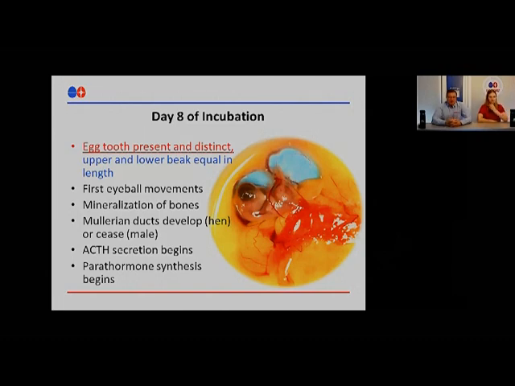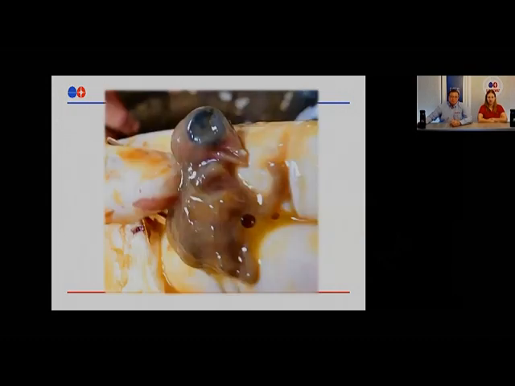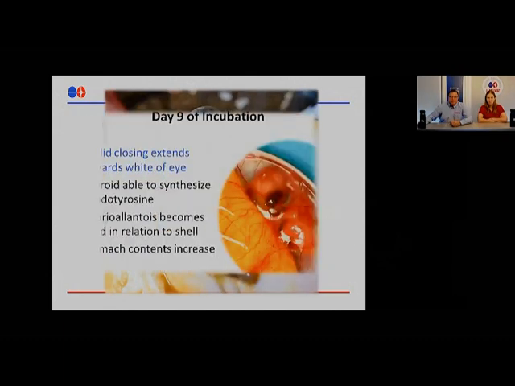Really, when I talked about at day 7, the sex is determined. At this point, they're really determined as far as in the hens, the Mullerian ducts will develop and they'll recede in the male. So we're very early on, we've got a differentiation of cells as far as sexual determination of those embryos. So we can see the egg tooth very prominent on this embryo here.